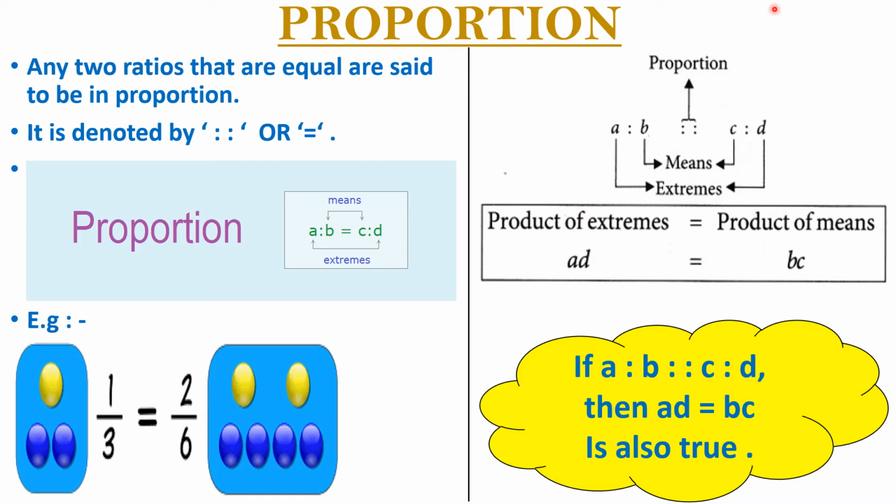Now let us know about the terms of these ratios. The first and the fourth terms are called extremes. A and D are called extremes. Second and the third terms are called means. We read it as A is to B is in proportion with C is to D.